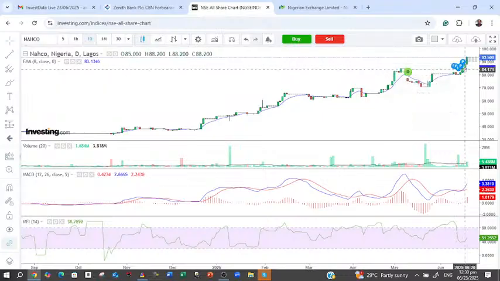Now you can see that it's also on a markup move. But after this markup, you might see a distribution phase. But if the earnings come and beat expectations, you might not see the distribution phase continue, given the 100 level that it is heading to already.